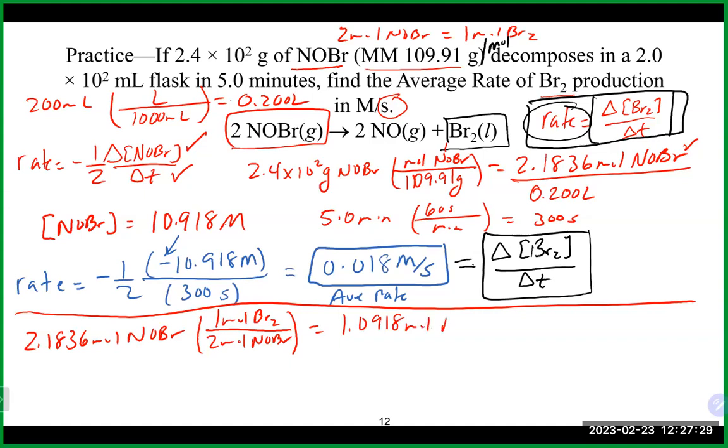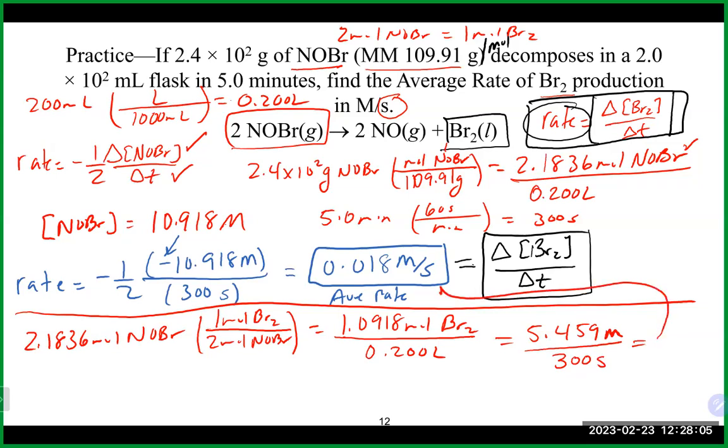1.0918 moles of Br2. At this point that we just did the stoichiometry part, now we could incorporate the kinetics part of it, which would be, we would obviously want to do the liters part, right, to convert it into molarity. So we would take this and divide it by the 0.2, and that would get us 5.459 molarity, basically moles per liter. At that point, we then can divide by the time, which is 300 seconds. And that will then get us back to here, basically.